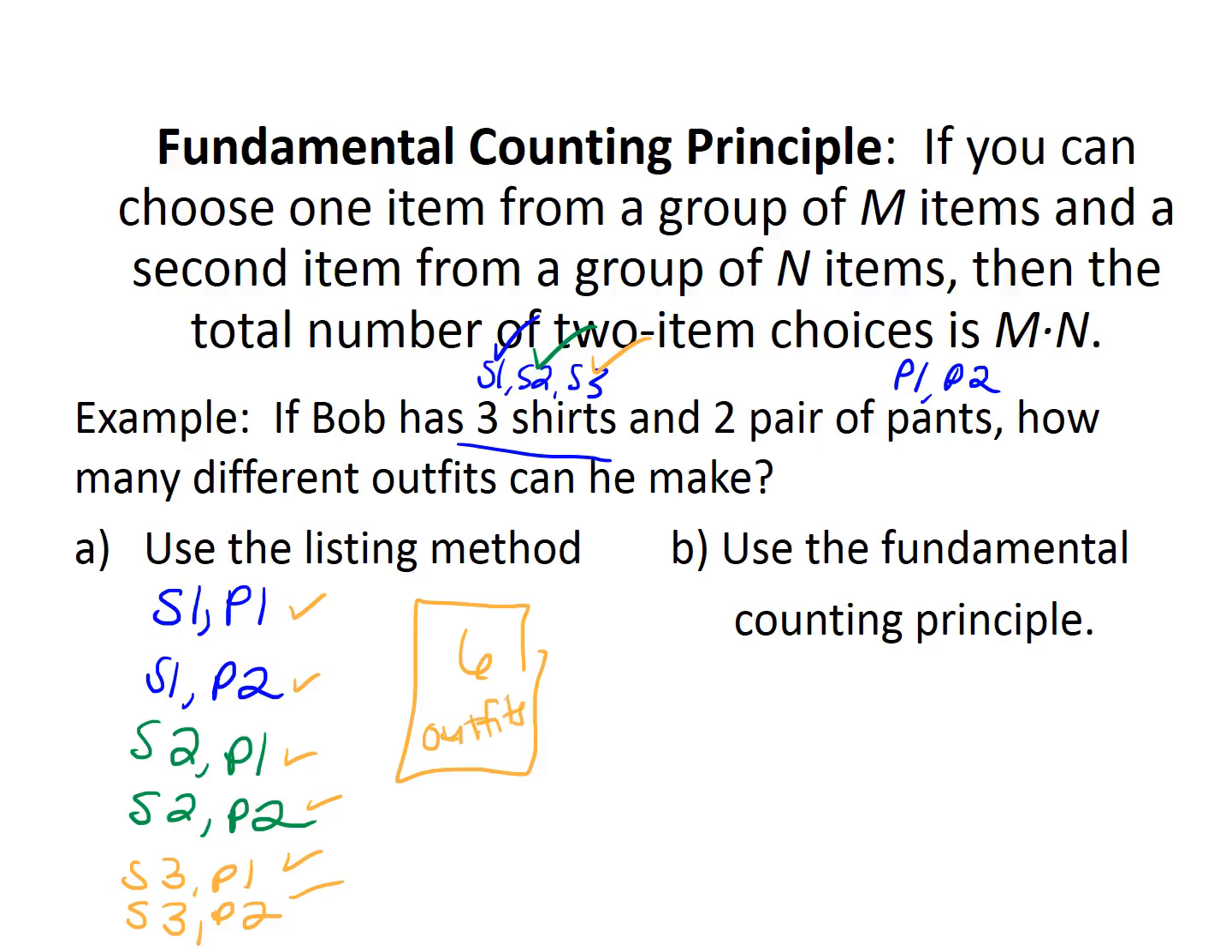But you can imagine that if you had 10 pairs of pants and 15 shirts, you certainly wouldn't want to list them all out. So instead you would use the fundamental counting principle: if there's 3 shirts and 2 pairs of pants, you multiply them out to get 6 outfits, which is exactly what we got when we used the listing method.